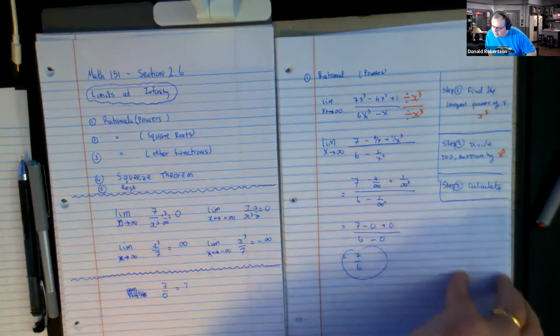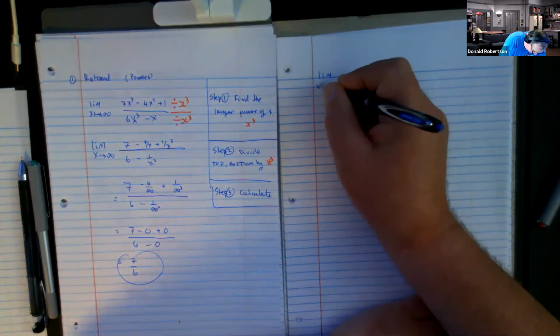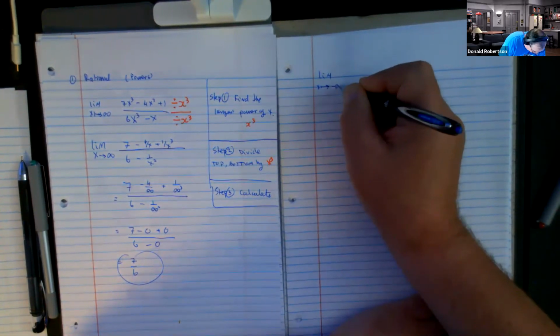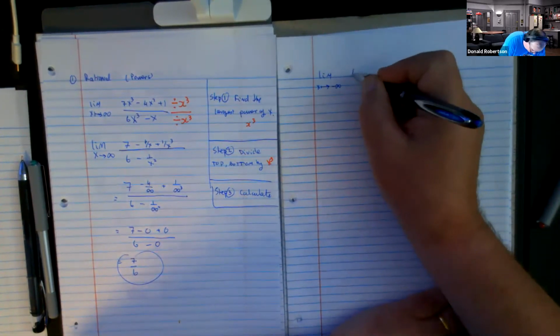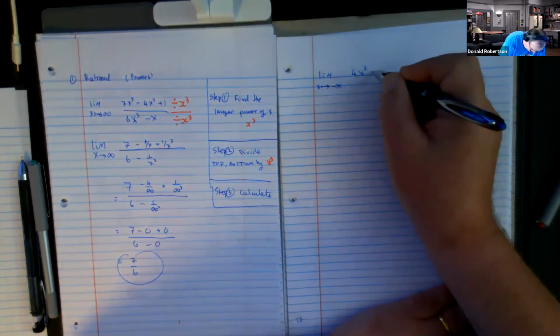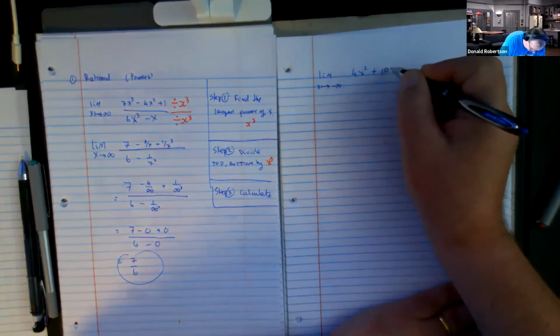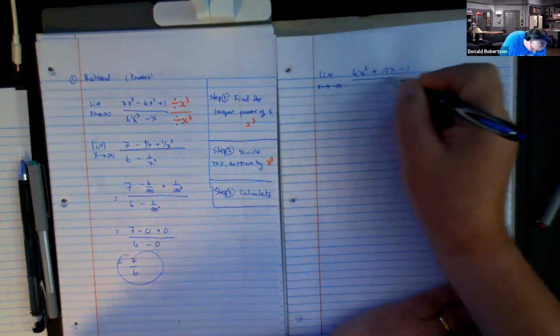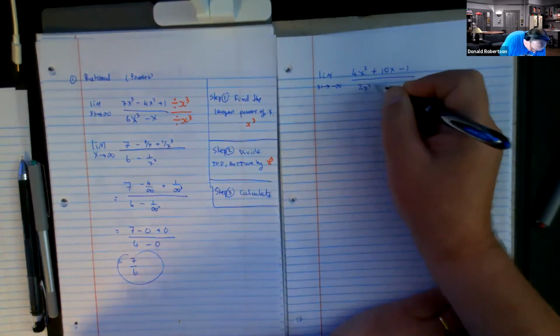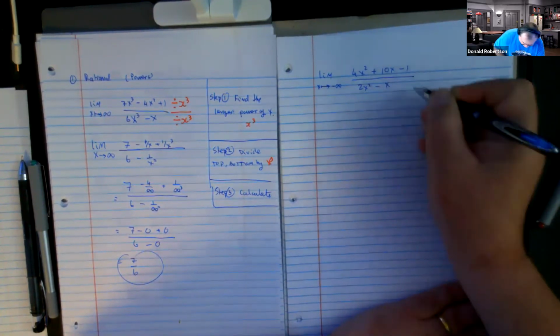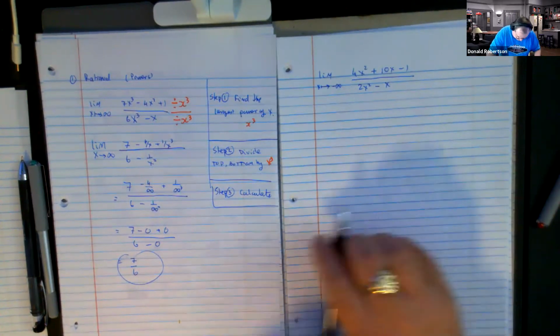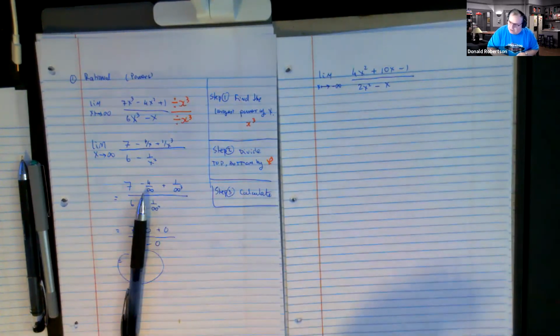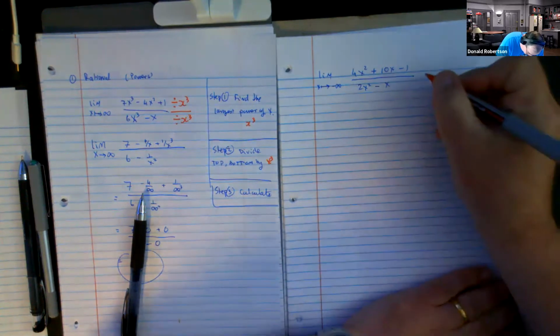Do one more of these. Let's do a negative infinity version. Okay, so let's do 4x squared plus 10x minus 1 over 2x squared minus x. Again, would you agree the highest power of x is x squared?